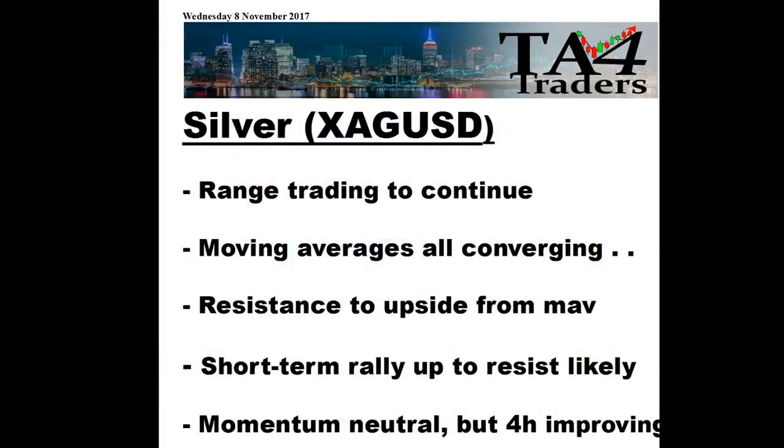So that's been TA for Traders, having a look at the silver price. A mixed picture, but the key takeaways from the video should be that the range trading is probably going to continue. Those moving averages on the weekly are all converging. We've got resistance on the daily to any upside from the 50 and 200 day moving averages, but on the 4 hour momentum is increasing. We did break that downtrend with the move on Monday, so a short-term rally up to resistance is likely, and as I said, that momentum is improving on the short term.